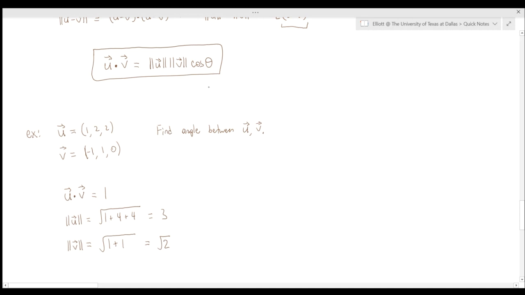Then, according to this formula here, the cosine of the angle between u and v is u dot v over the norm of u times the norm of v, which is going to be 1 over 3 root 2. So then if you need the angle theta, you would do the inverse cosine, or the arc cosine, same thing, of 1 over 3 root 2.